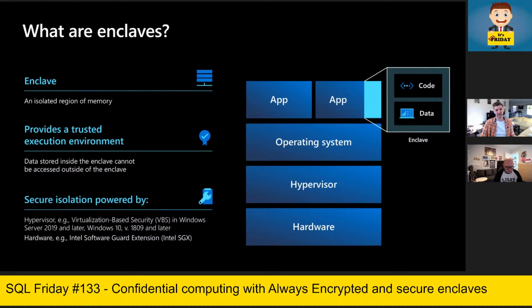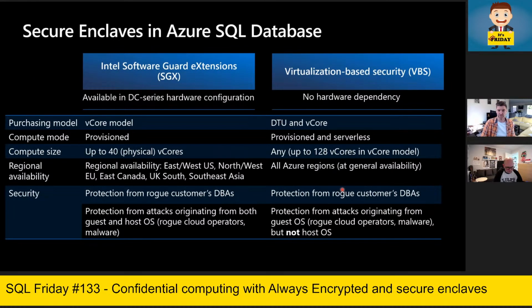In Azure SQL Database, both of these enclave types are available. If you look at SQL Server, the box version, we only support VBS enclaves. In Azure SQL DB, we support both of the enclaves. How can you configure Intel Software Guard Extensions? You need to configure what we call a DC series. So the SLO that you need to configure is a DC series. When you select that, under the covers, we're going to create a virtual machine that is actually going to use these physical CPUs, these Intel SGX CPUs.